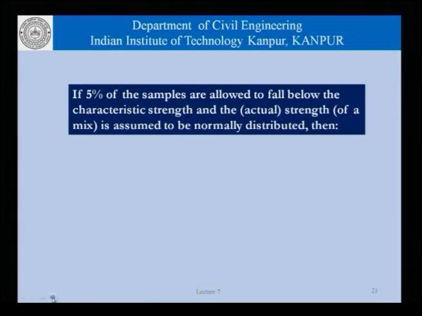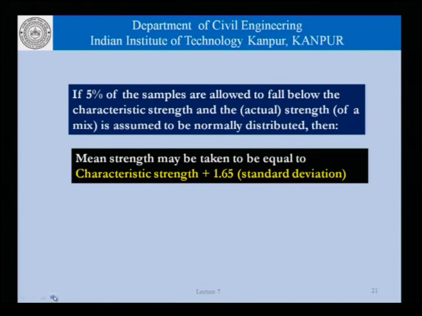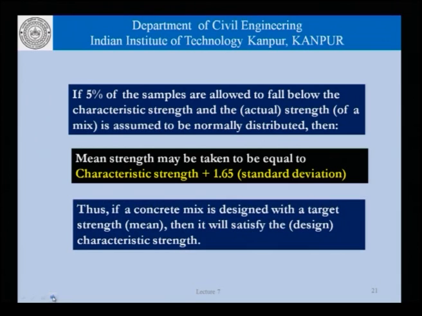Now, from statistics, if we have 5% of the samples being allowed to fall below the characteristic strength and the actual strength of the mix is assumed to be normally distributed, then the mean strength can be taken to be equal to characteristic strength plus 1.65 times the standard deviation. Thus, if a concrete mix is designed with a target strength, which is the mean strength of that concrete mix, then it will satisfy the design characteristic strength.